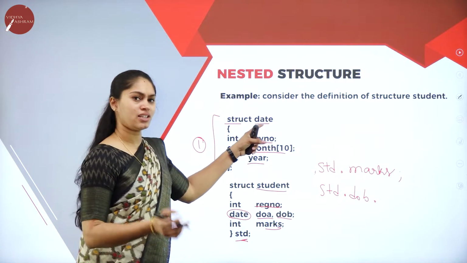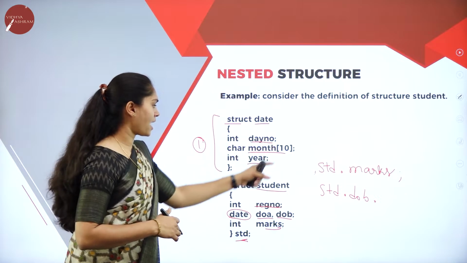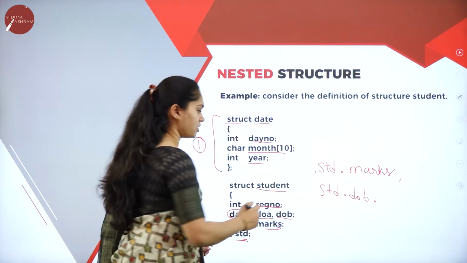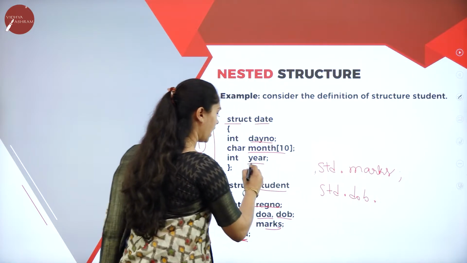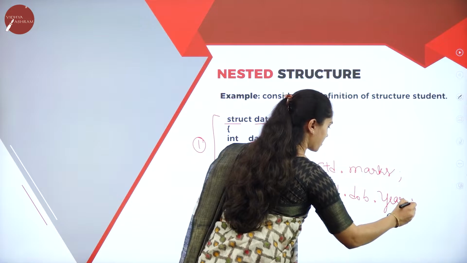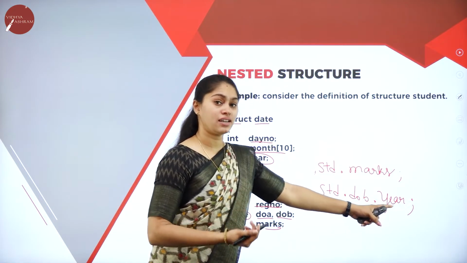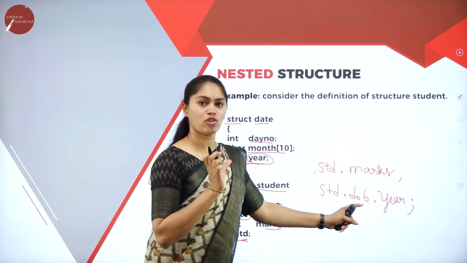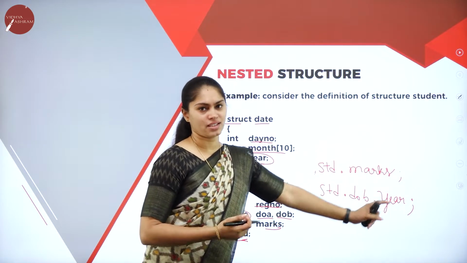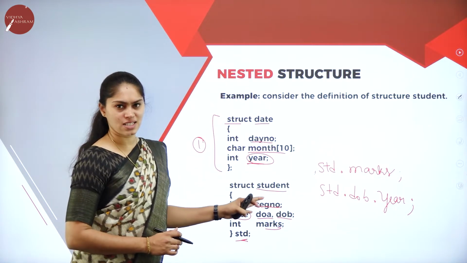I have included this date as a member of my student structure, so that I can access the content of this structure called date. So after std.dob dot, I wanted to access the year, so I am going to write it as year. Earlier it was giving only the date of birth, but here it is going to give the year also. This is how we are going to work with a nested structure.